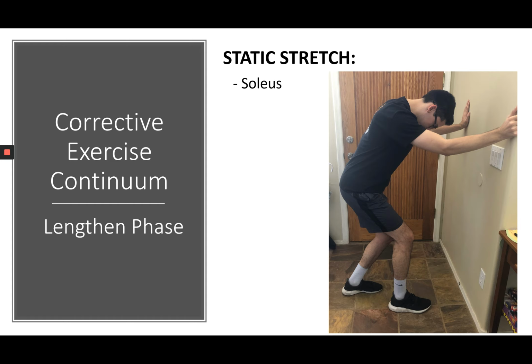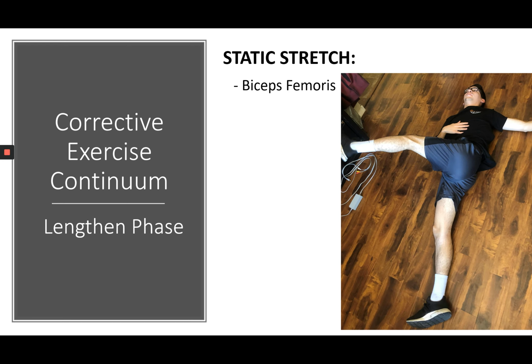The soleus, similar to the gastrocnemius, but that back leg is closer to the front one, and you're kind of more in a squat position and hold until you feel that stretch. And the biceps femoris, laying on your back on the ground and putting that leg across the other one until you feel that stretch and hold for a little bit.